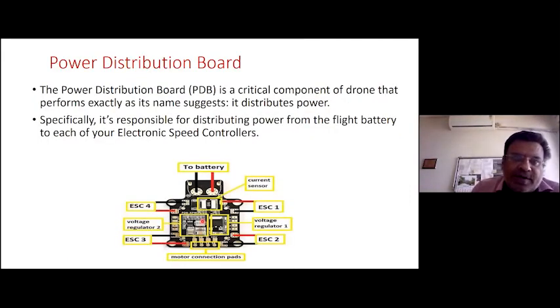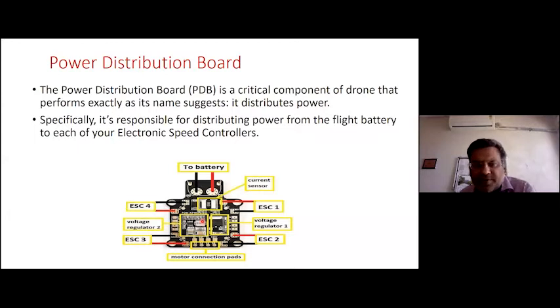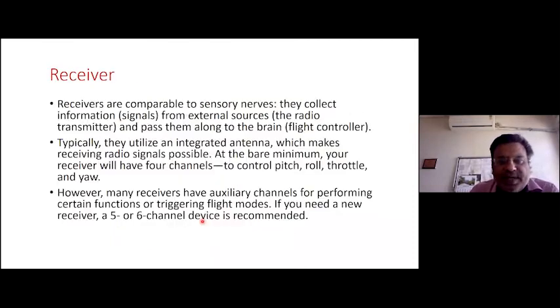Then we need a power distribution board. It basically distributes the power to the different electronic speed controllers and makes sure an equal amount of power is supplied. So basically it is matching the impedance between your ESC and your power source.